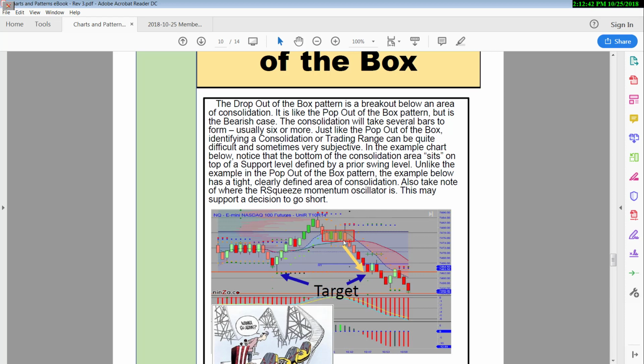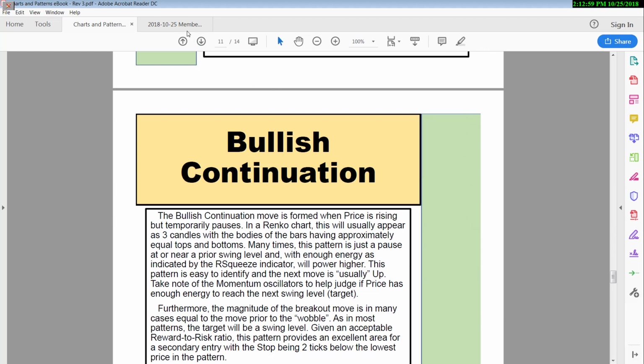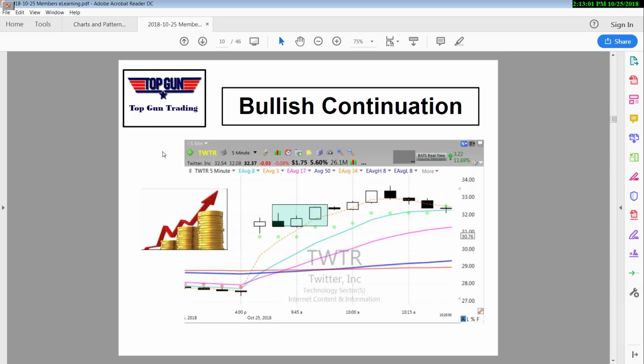So you watch for the consolidation. This one can go either way, but it normally goes as a continuation in the same direction. All right, and then you can pick up your targets for swing levels, below or above. All right, and we'll go over the bullish continuation here in just a second.